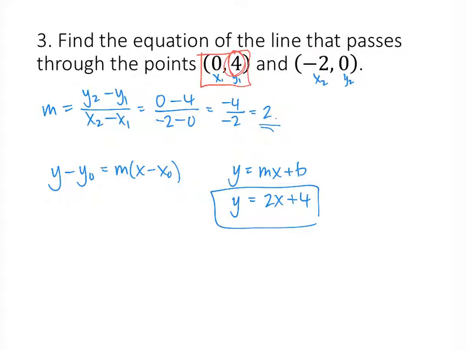Now if you didn't happen to notice that, and you use the point-slope form, you will still get this answer. It's just a little bit faster to notice that one of the points we were given happened to be the y-intercept.